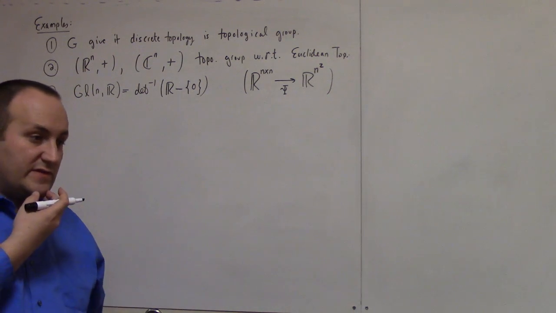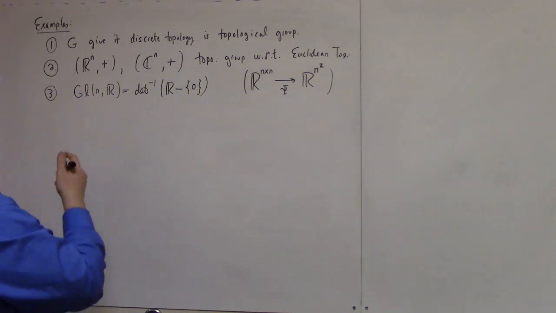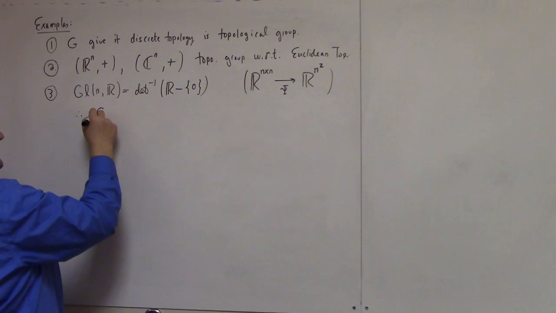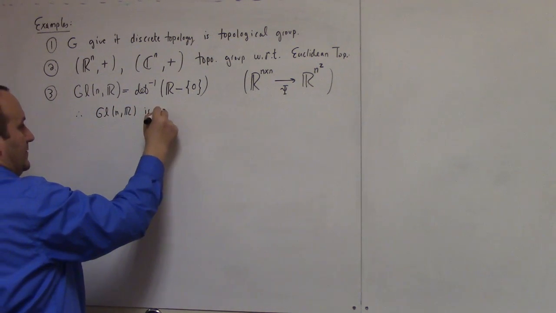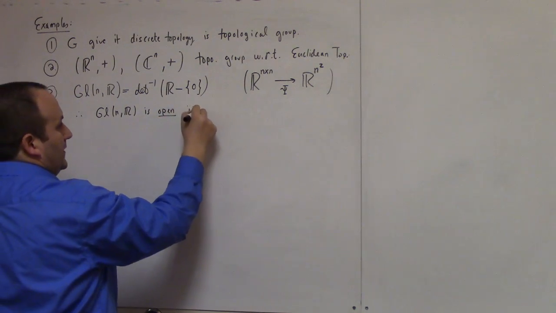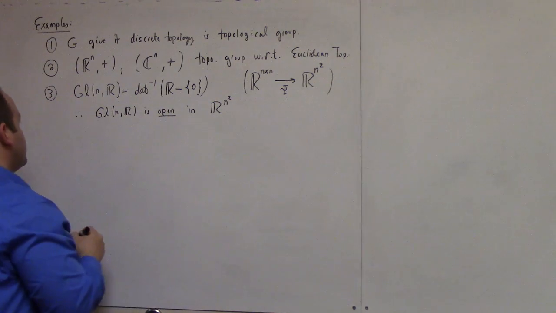So that's the inverse image of an open set. GL_n(R) is the inverse image of an open set. Hence, GL_n(R) is open in R^(n squared). Okay.